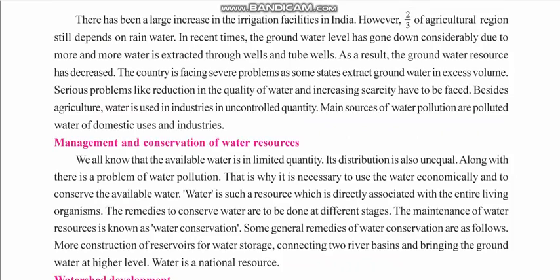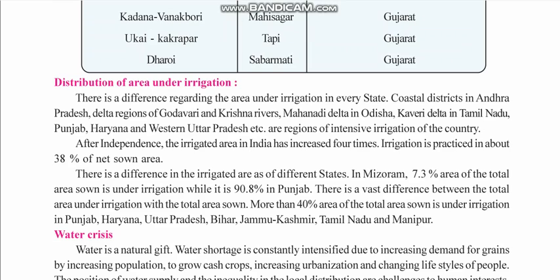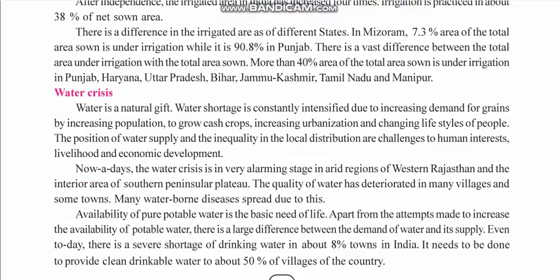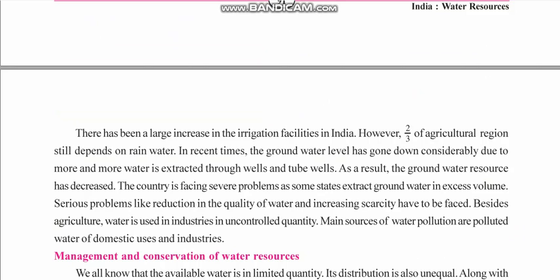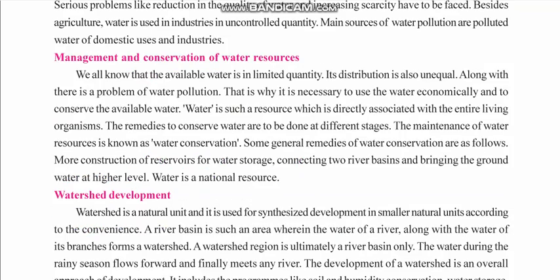In the previous lecture, we saw the distribution of areas under irrigation. We saw how different states have different percentages of area under irrigation. We also saw about the water crisis, what the main reasons for the water crisis are, and how the water crisis is making the life of the people hard. We also saw that industries are one of the main reasons for the water crisis, and irrational use of water is also one of the major reasons for it.